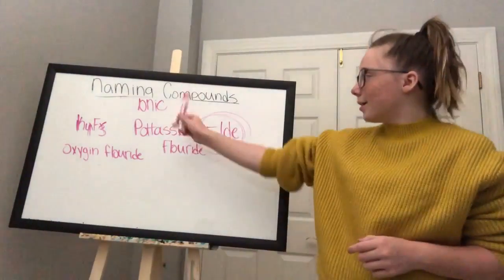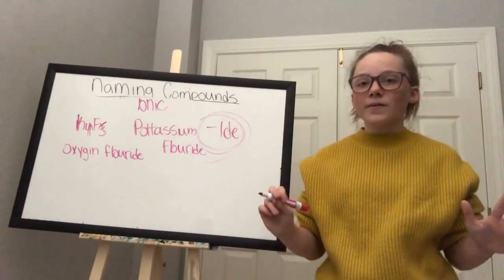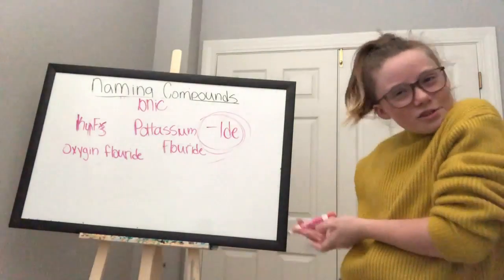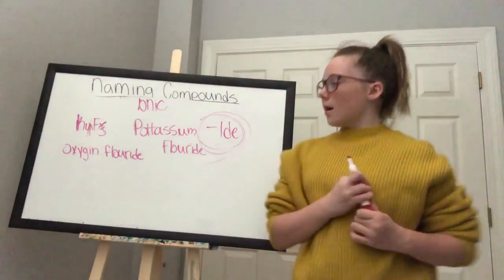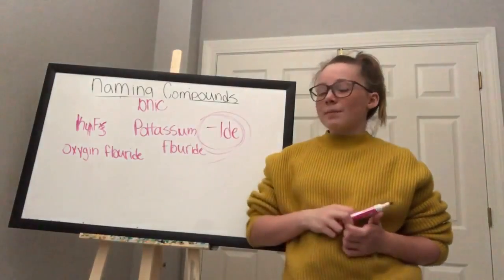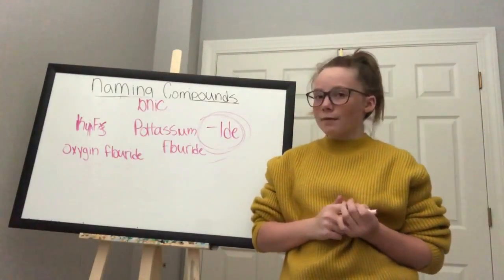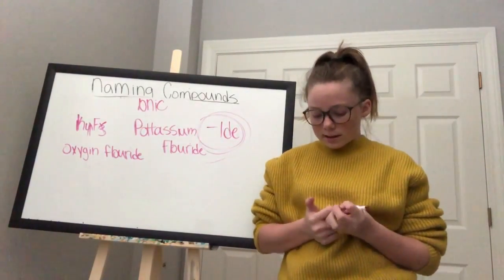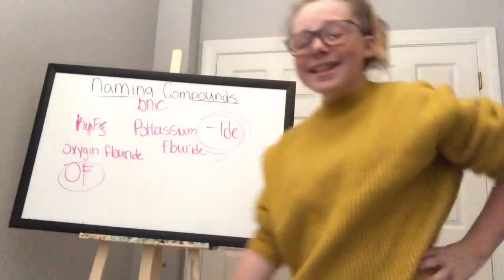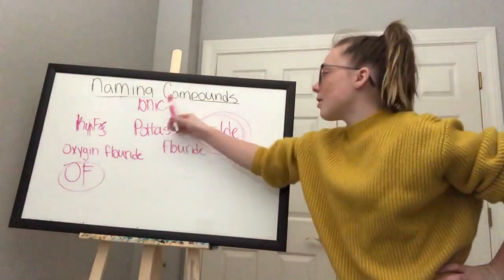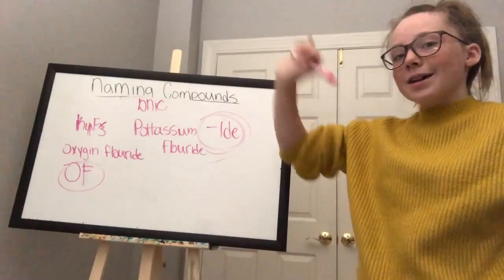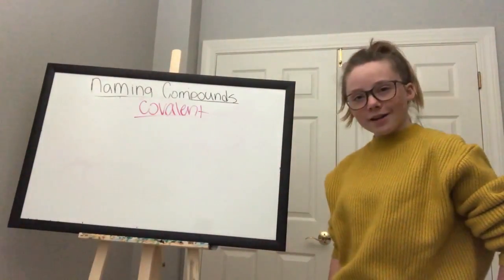And now in ionic compounds, you drop the prefixes. You just drop the prefixes. And then in oxygen fluoride, mind my spelling, it would just be OF, because those are the symbols for their elements. And there, now you know how to name ionic compounds. You should pass your next test. Covalent compounds.